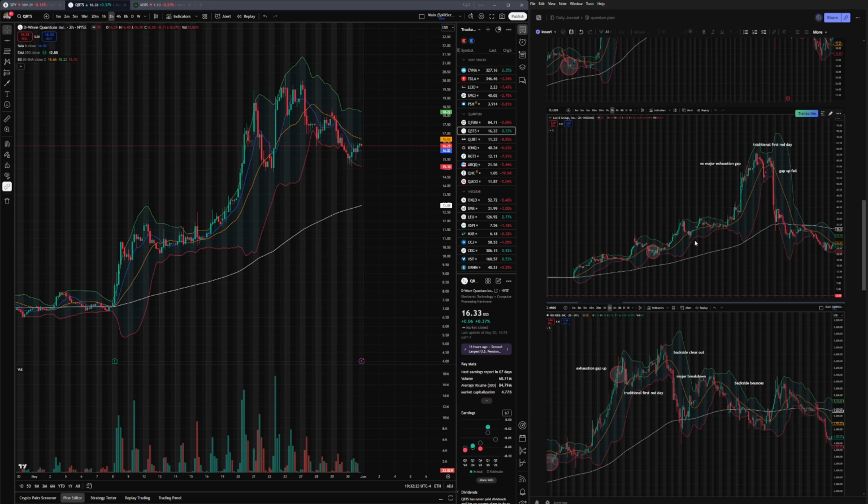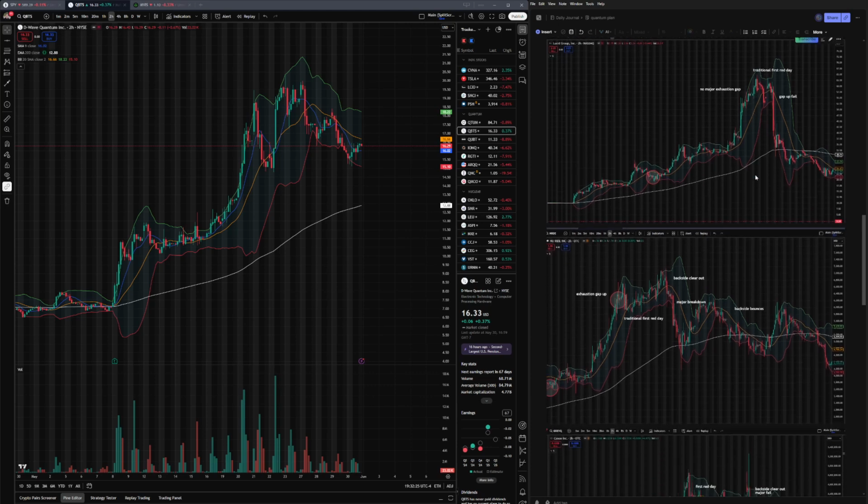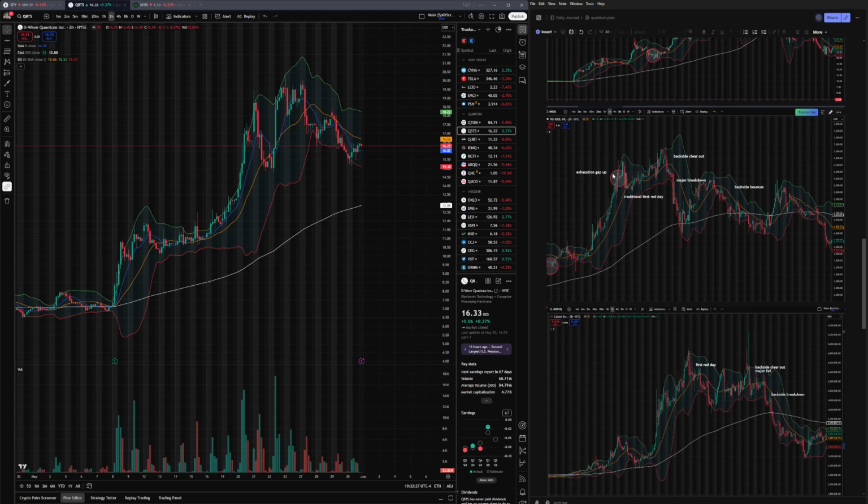Some of them worked right away. This one, see here, we got the exhaustion gap up, first red day, but we grinded up, cleared out, and failed that backside structure. And then we had backside bounces.